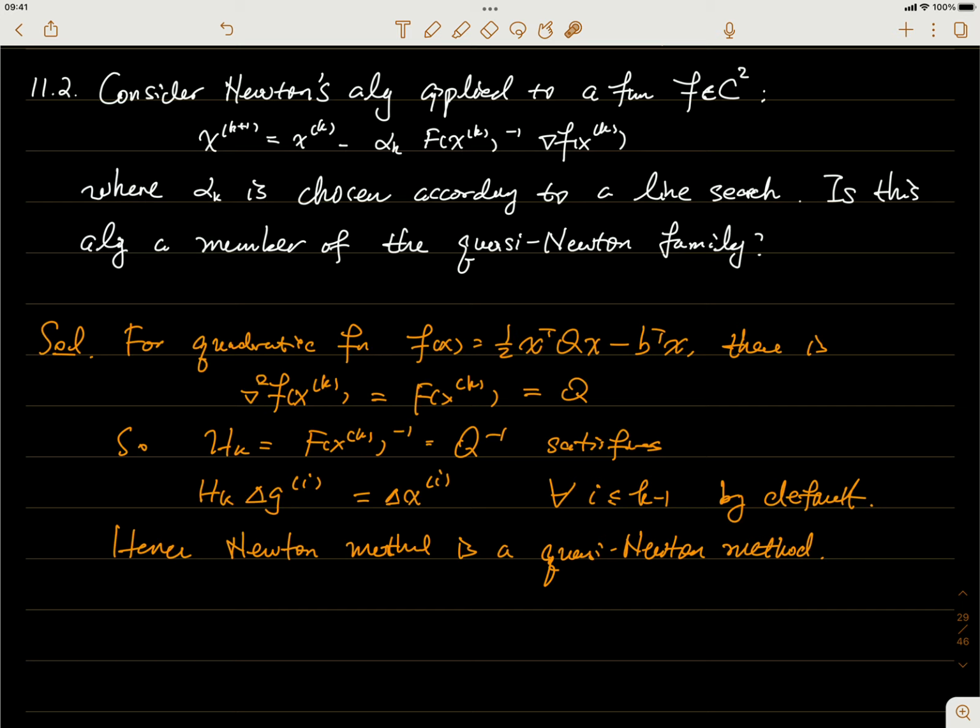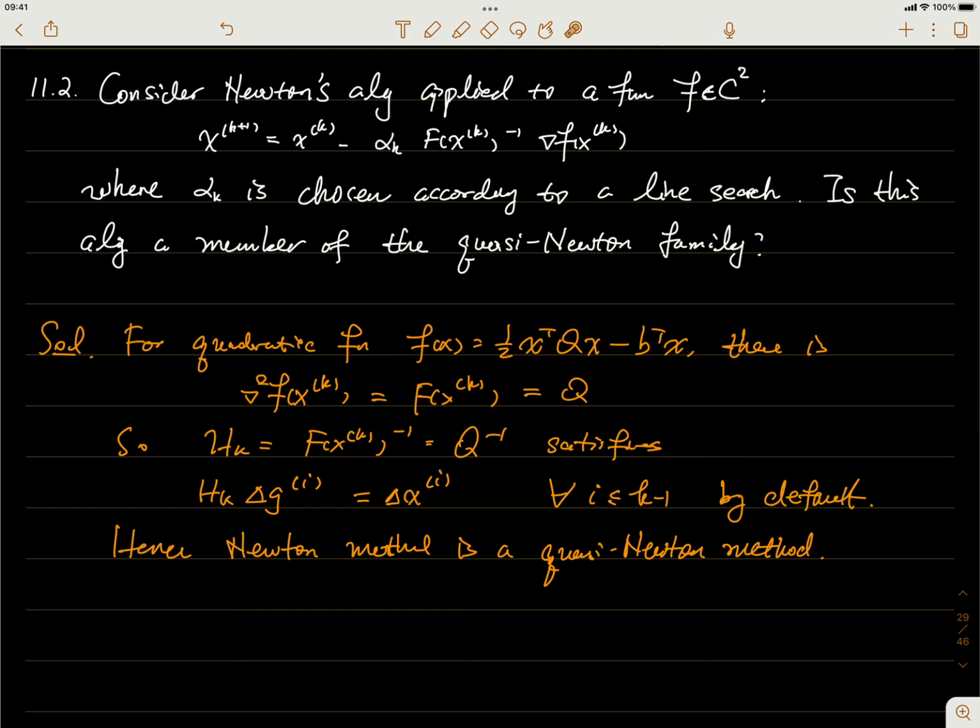So by line search, we mean that the alpha k is obtained by minimizing the line search function phi. And in this case, the algorithm wants to show whether the algorithm is a member of the quasi-Newton family. So remember, for quasi-Newton's method, we have this requirement that Hk times delta gi is equal to delta xi for all i less than k, right? So that's the requirement for a quasi-Newton's method.